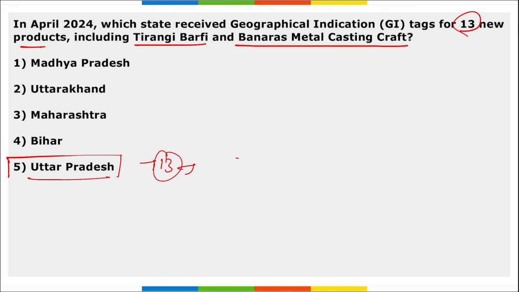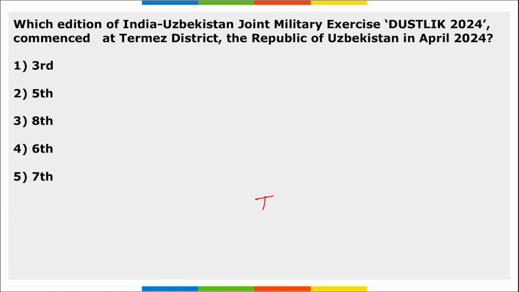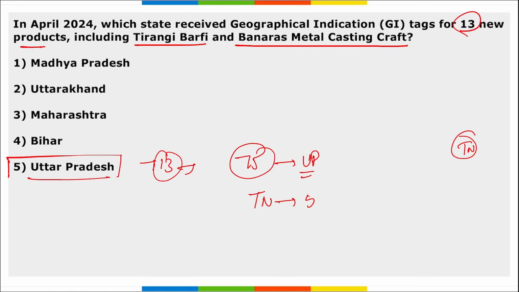And now UP has a total of 75 GI tags, that has the highest number of GI tags in India. Earlier it was Tamil Nadu, now it is UP with the highest number of GI tags. Tamil Nadu is on second position with 58 GI tags.